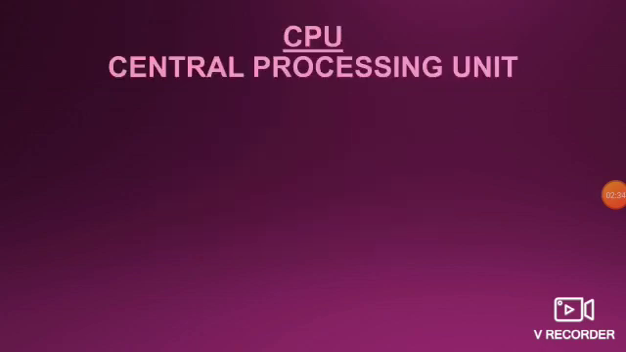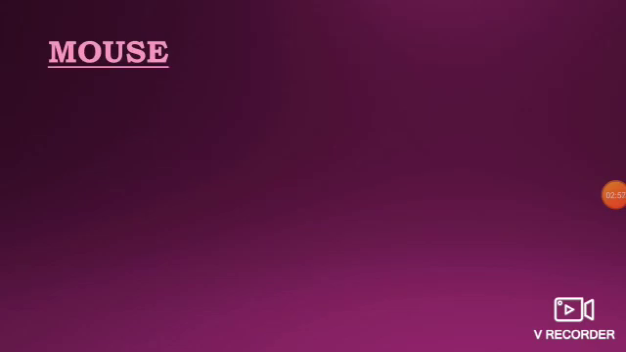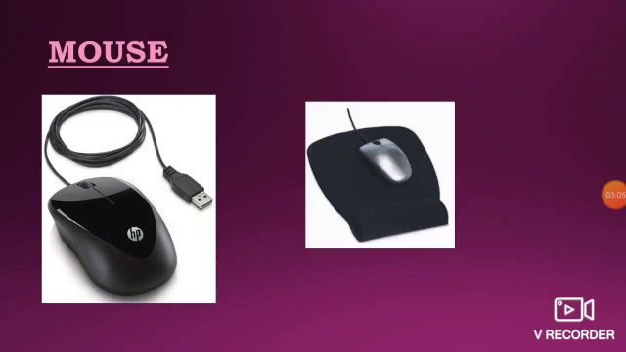Next we have the CPU. CPU is the short form of central processing unit. It is the brain of the computer. Just as the brain is important in a human body, likewise in a computer the CPU is the most important part to work. Okay children, next we have the mouse. It looks like this. It may have 2 or 3 buttons. Every mouse will be provided with a mouse pad, this type of pad, which is nothing but the mouse pad. Have you all understood?